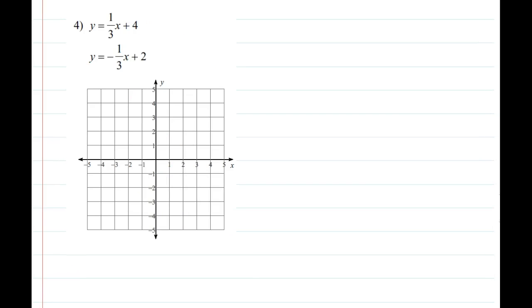Alright, let's start with the top line. So we have our y-intercept of 4. And this is a positive 1/3, so up 1 over 3. Up 1 over 3, so I'm out of room. So now I'm going to go the opposite, down 1 to the left 3. And draw your line.